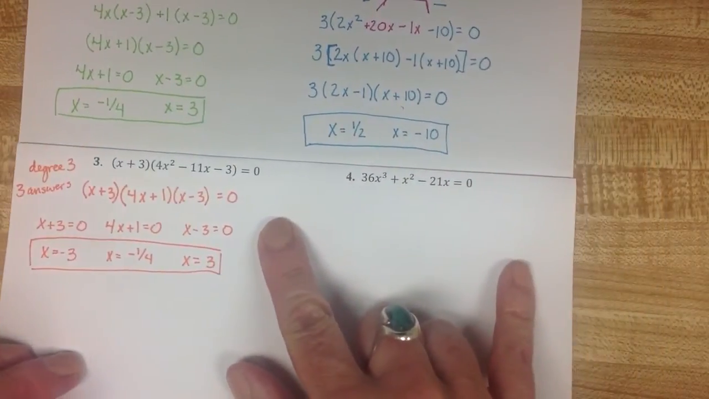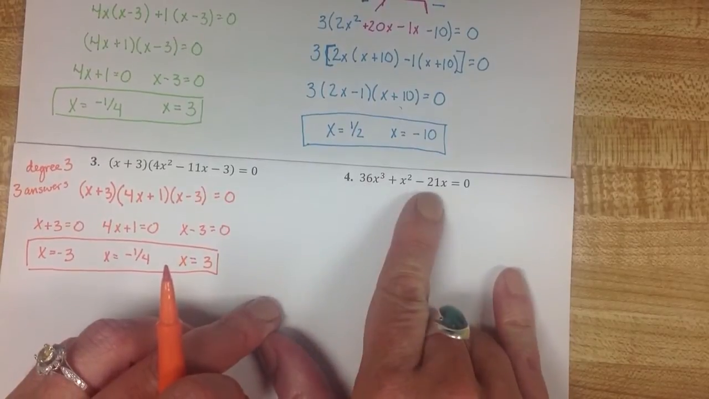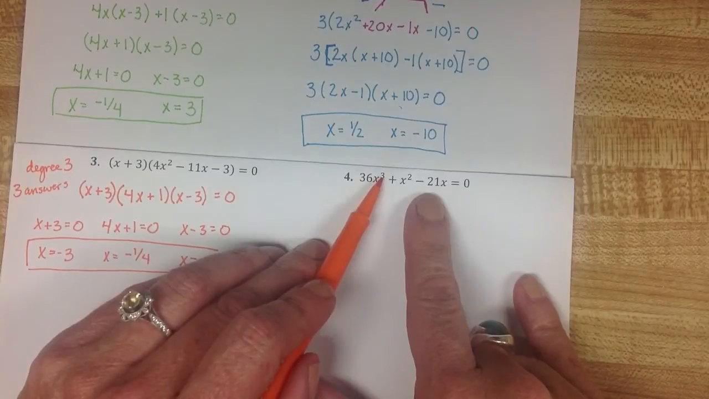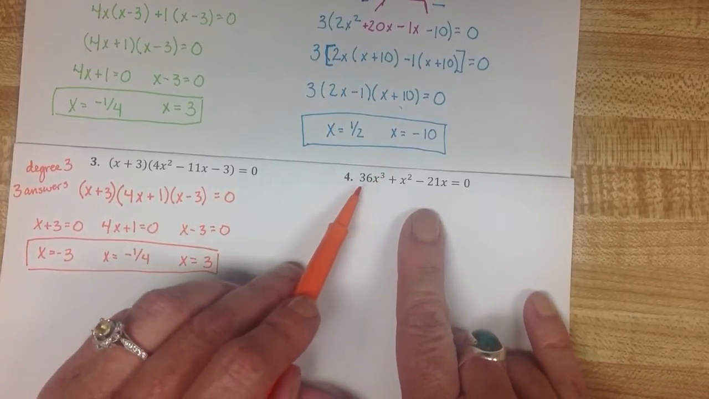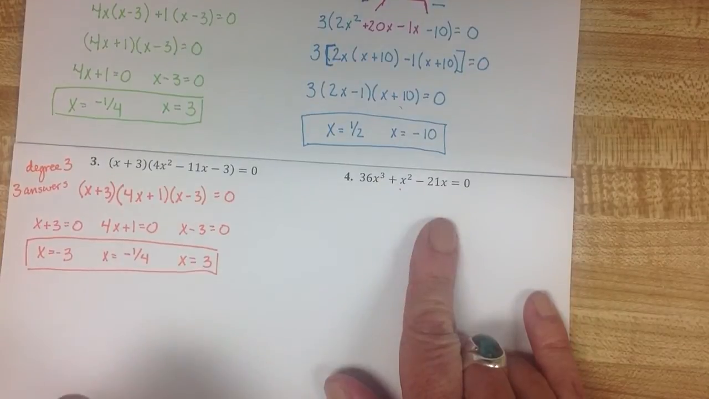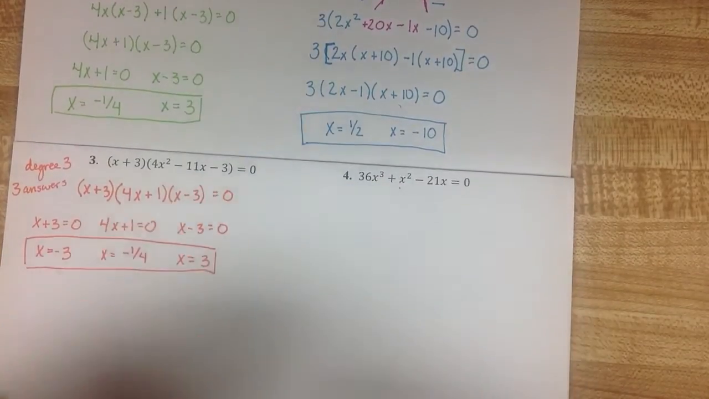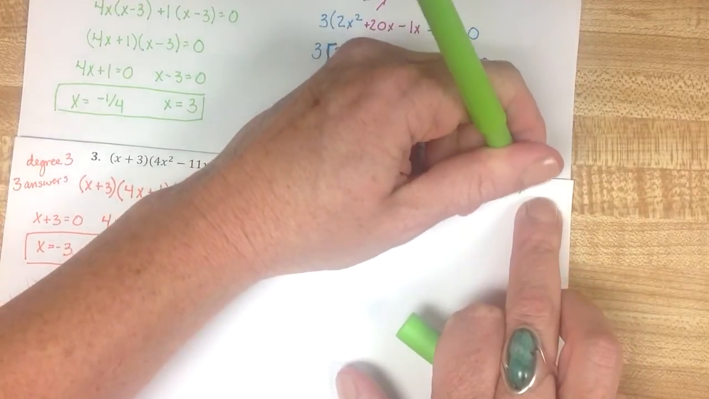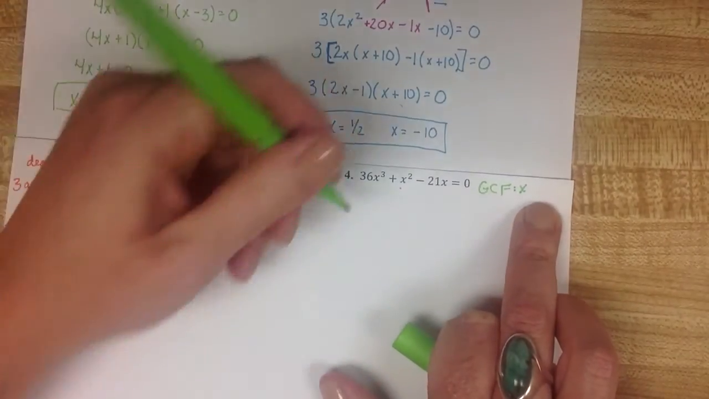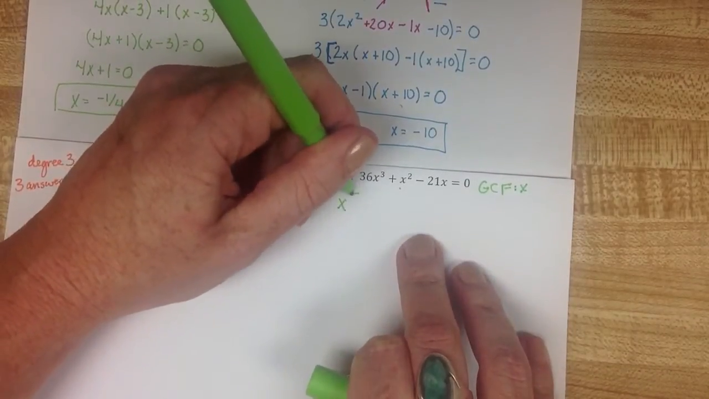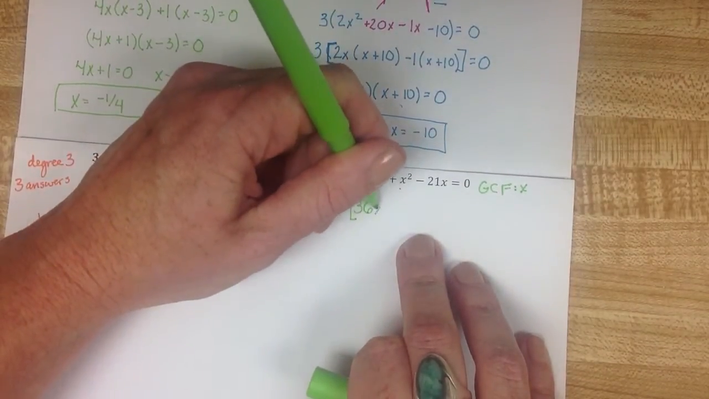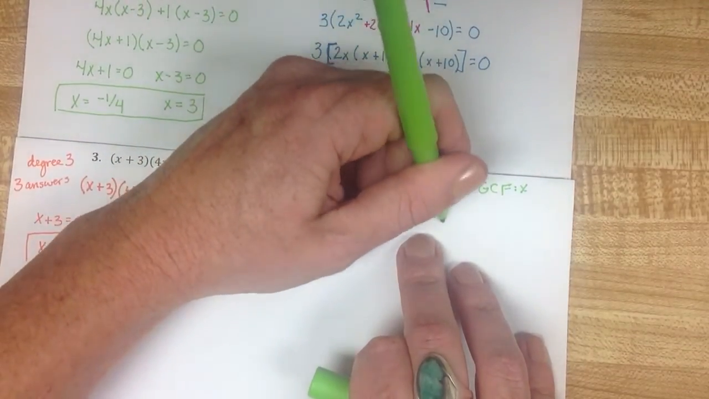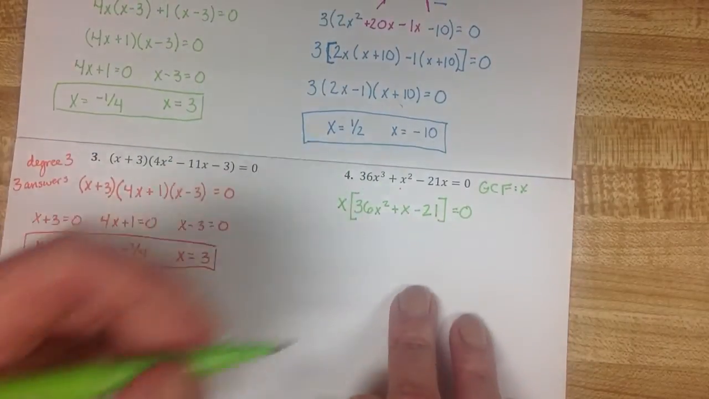Going on to our final example is going to deal with some pretty big numbers here. We have an x to the 3rd power, which means we can expect 3 answers from this question, and each one of our terms has a greatest common factor of x. So I'm going to go ahead and take that GCF of x out first. So I have an x on the outside, nice big bracket with a 36x squared plus x minus 21 on the inside.